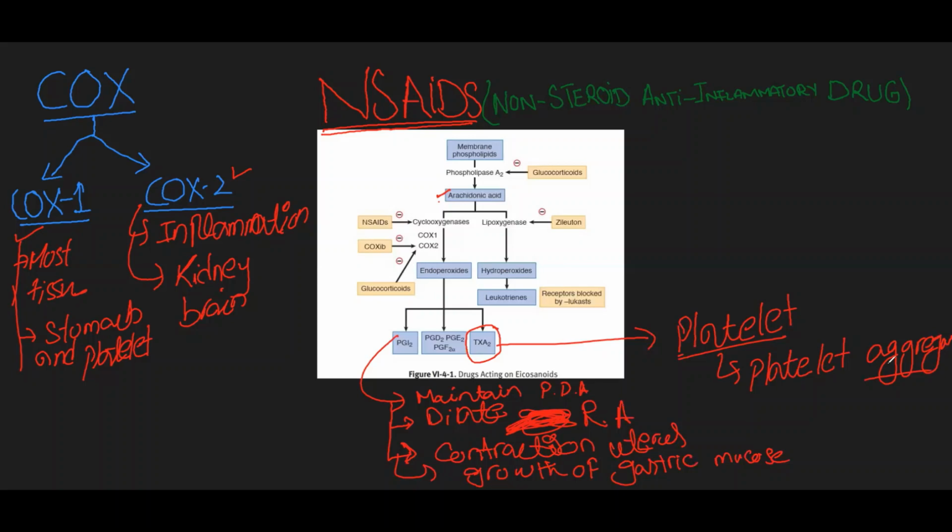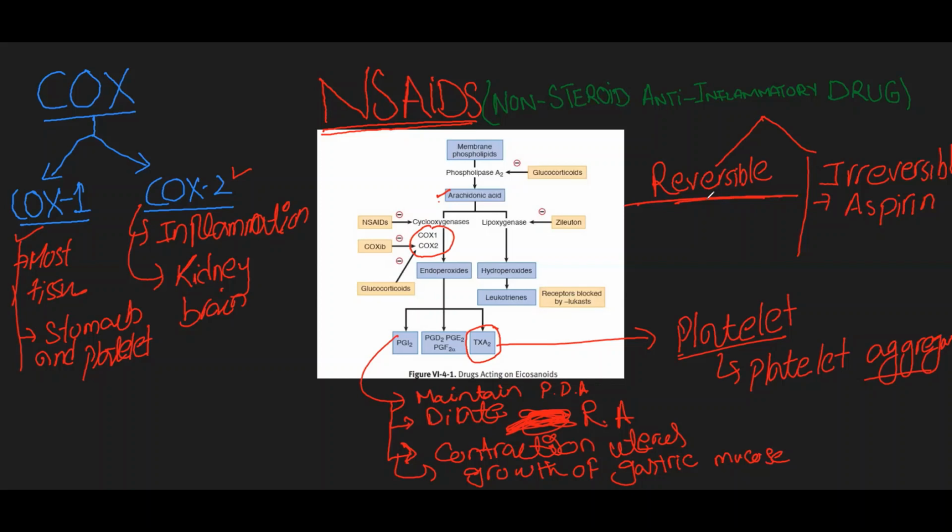There are two types of NSAIDs. One reversibly inhibits this COX, and the second irreversibly. There is only one drug that irreversibly inhibits this COX, and this is aspirin. So aspirin has a unique mechanism of action. It irreversibly inhibits the cyclooxygenase COX-1 and COX-2 enzymes, while other NSAIDs inhibit COX-1 or COX-2 reversibly.